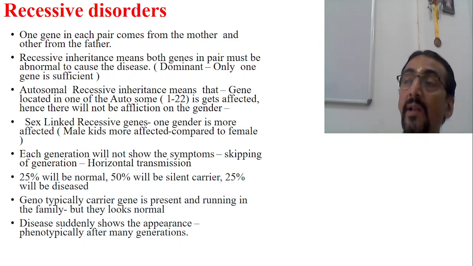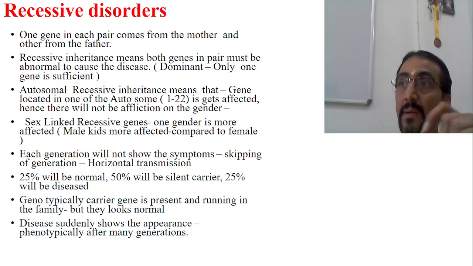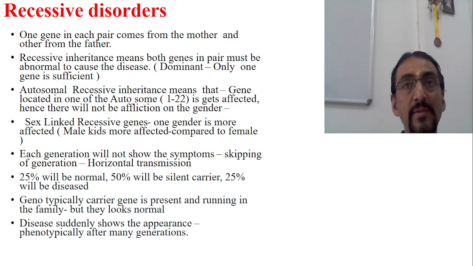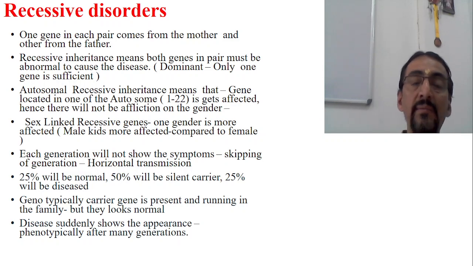Why is the skipping occurring? The skipping is occurring because of a carrier stage. Although it looks like they are normal, actually they are running through a carrier stage. So this type of transmission, where each generation is not affected, but in between some of the generations are affected, is called horizontal transmission. It is not vertical transmission, it is horizontal transmission, and we will say there is a skipping of the generation.